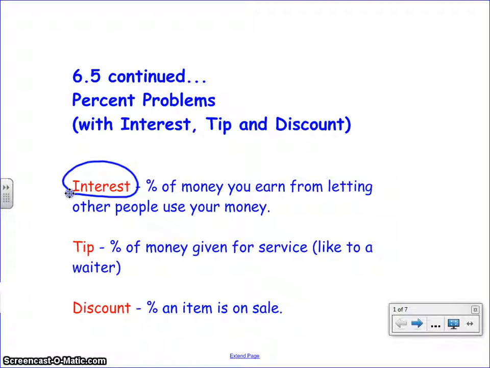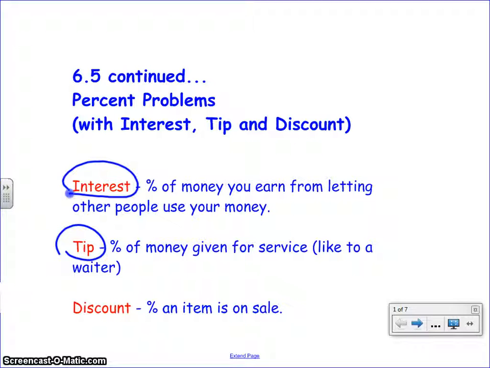When you put money in a bank, it goes in a savings account, and the bank pays you interest for letting them use their money. It's called interest. Credit cards charge interest. You're using their money when you use a credit card, and they're going to charge you interest for letting you use their money.